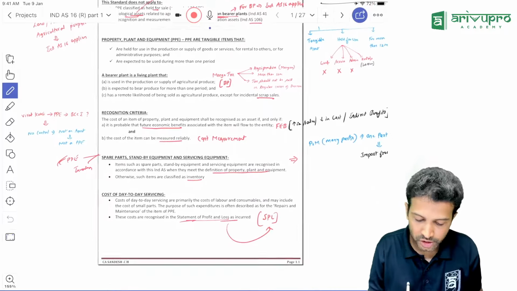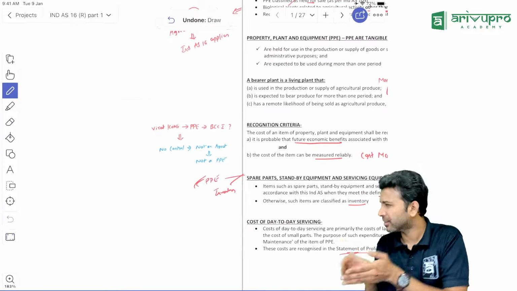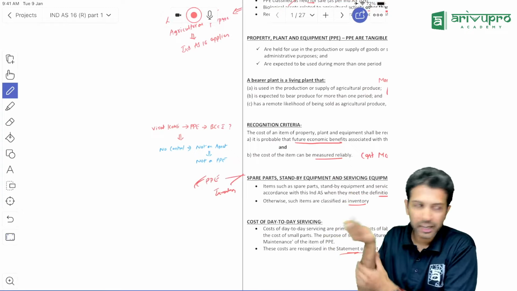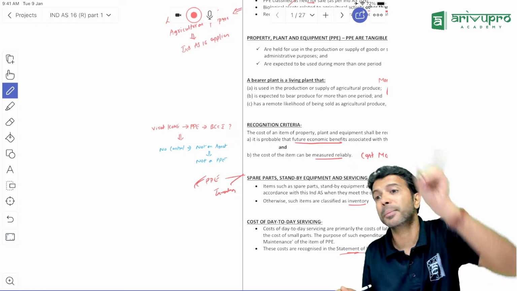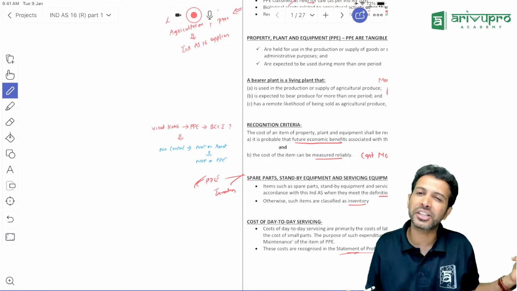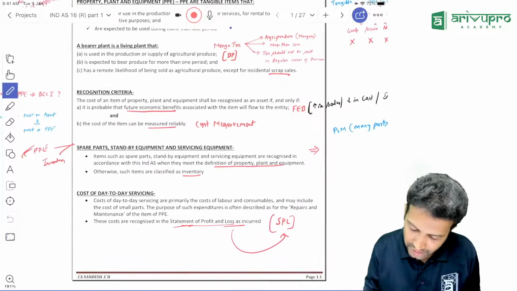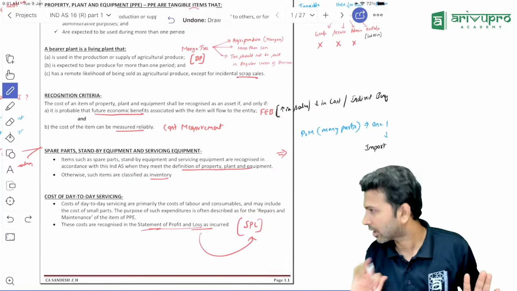Next we saw spare parts and standby equipment. Very simple. If the definition and RC are met, then the standby equipment and all will be classified as PPE. Otherwise, it will be shown in the balance sheet as inventory. And routine repairs and maintenance and all, you will capitalize or take to SPL. That's all we have summarized.